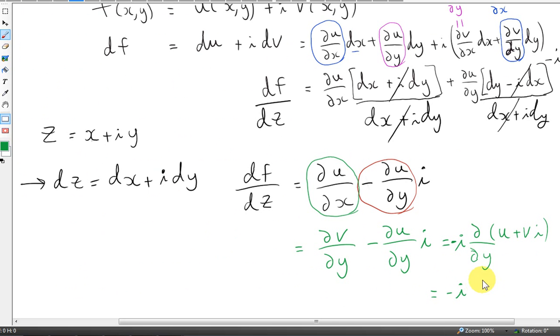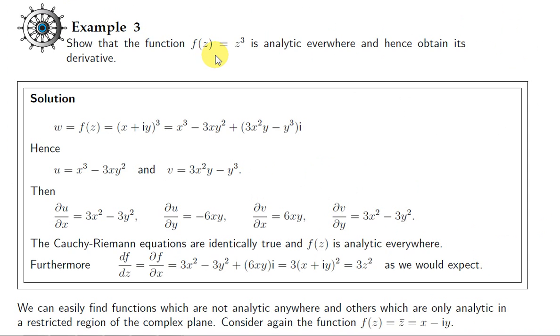Since u plus vi is f, we get our result that df/dz can also be written as minus i times the partial of f with respect to y. Let's take another example. We want to show that this function is analytic everywhere. That means it's differentiable everywhere. So we have to show that this function satisfies the Cauchy-Riemann equations.